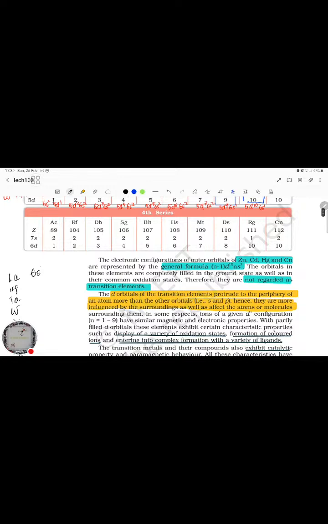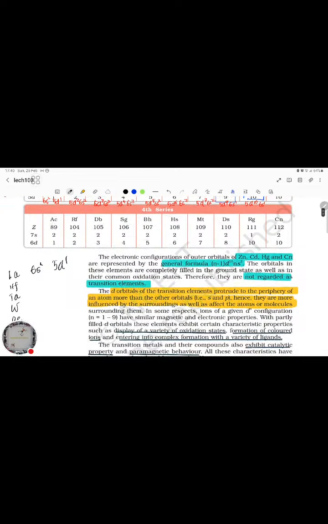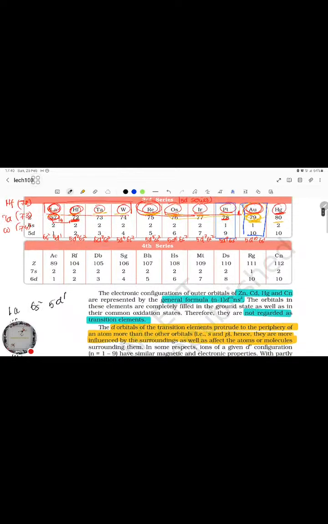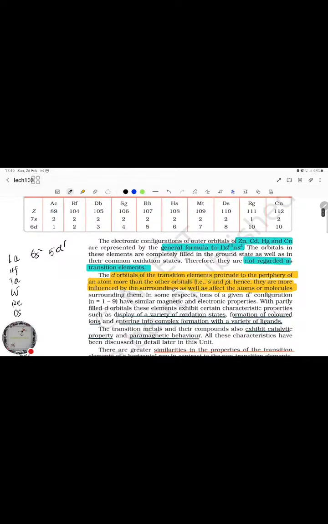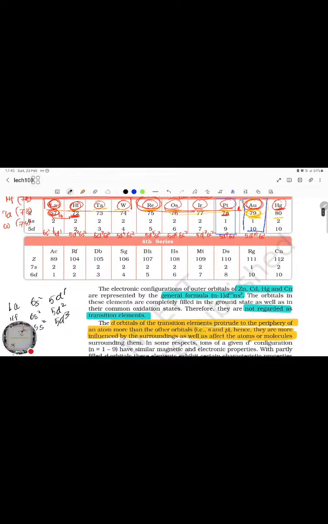As expected, lanthanum should have a configuration of 6s2 5d1. I write 6s2 5d1 for my convenience, just for my remembrance, but actually it should be written as 5d1 6s2. Okay, and then we have hafnium. As expected, it is having 6s2 5d2. And then tantalum should be having 6s2 5d3, and I think it is the same.